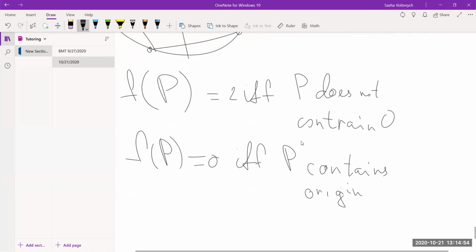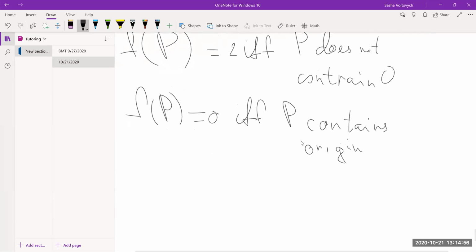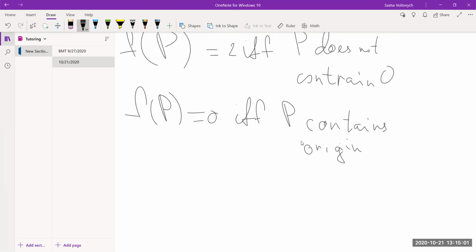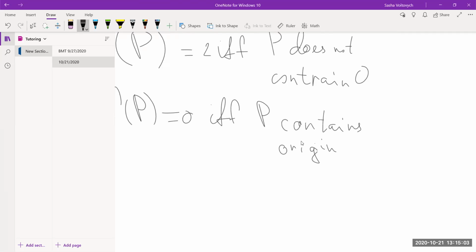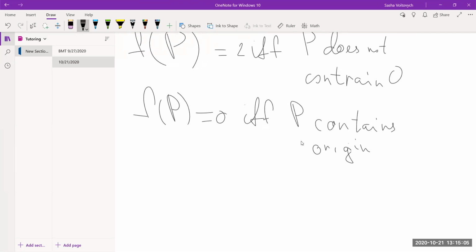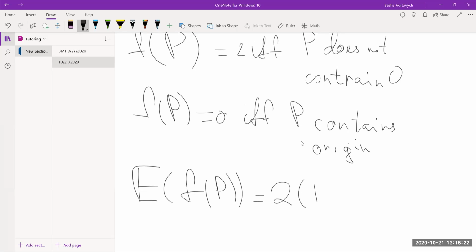Okay, so this is good because now we have a strict criterion for whether a polygon contains the origin or does not contain the origin. This criterion is very strict because we have a function and we have the values defined. So what is the expectation of f of P? My claim is that it's 2 times (1 minus p).